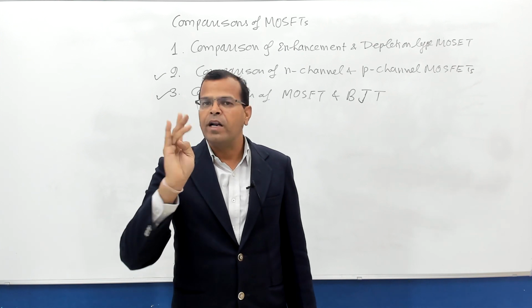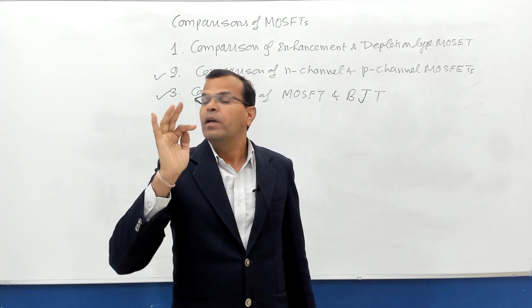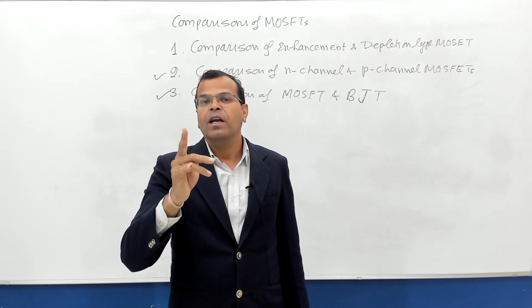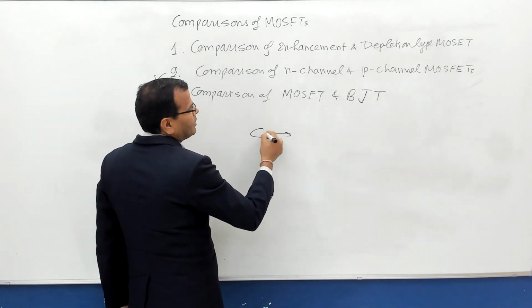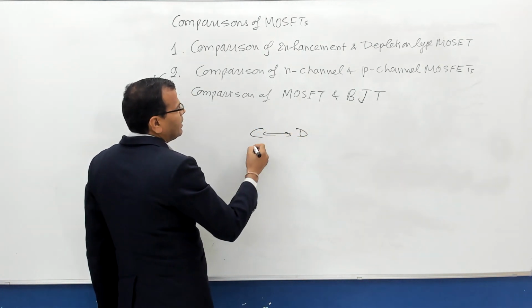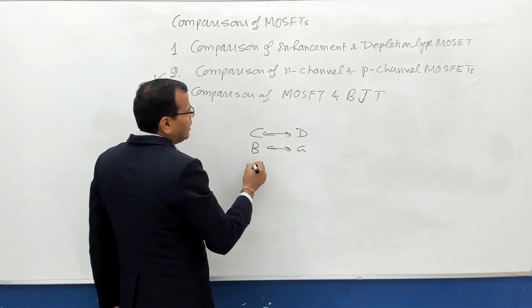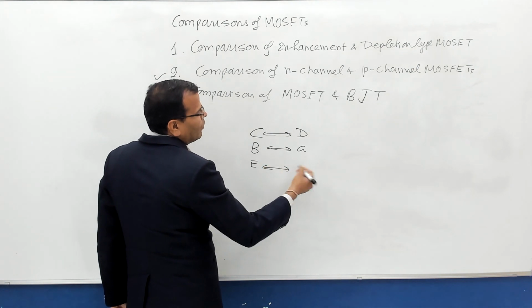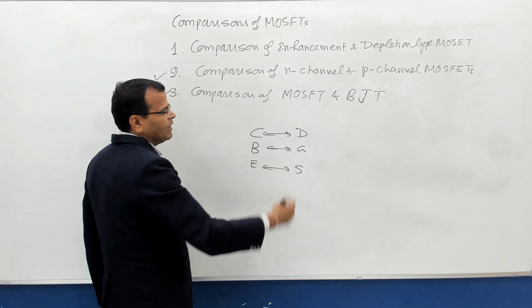Number two, drain current in MOSFET is controlled by gate voltage, whereas collector current, remember, collector of the BJT is similar to drain in MOSFET, base of the BJT is similar to gate of the MOSFET, then emitter of BJT is dual or similar to your source of the MOSFET. This is duality between these two, right?